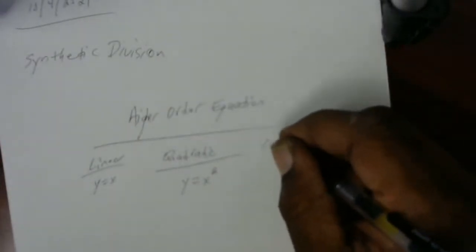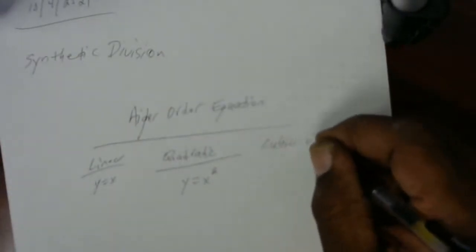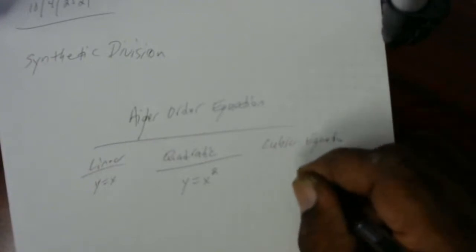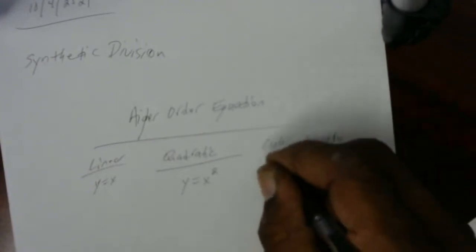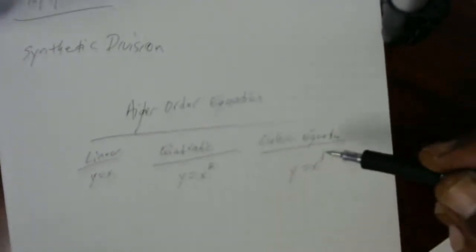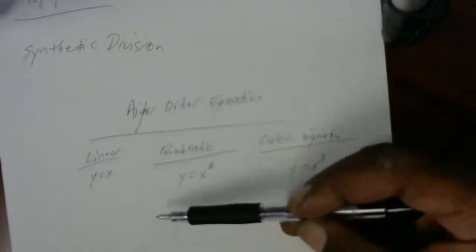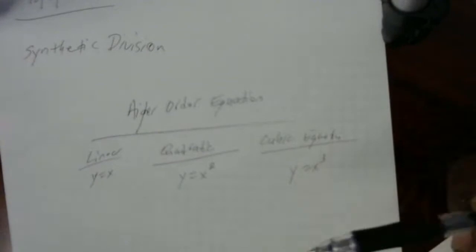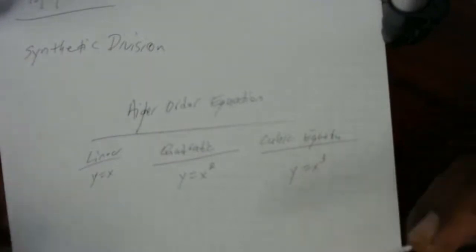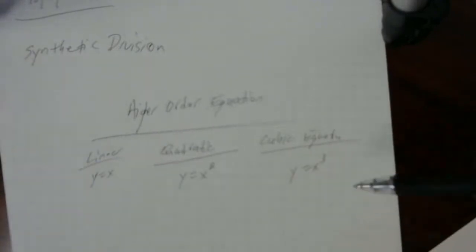We talked about cubic equations. Okay, y is equal to x cubed. Now, as far as higher equations, we have cubic equations, we have quartic equations, which are fourth degree equations. We have fifth degree equations, so on and so forth.